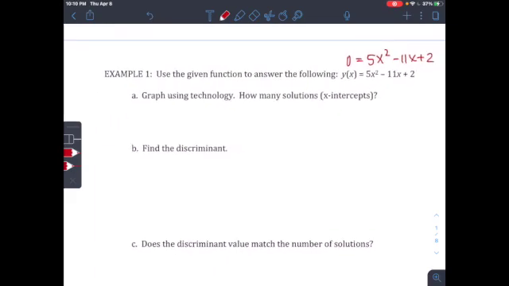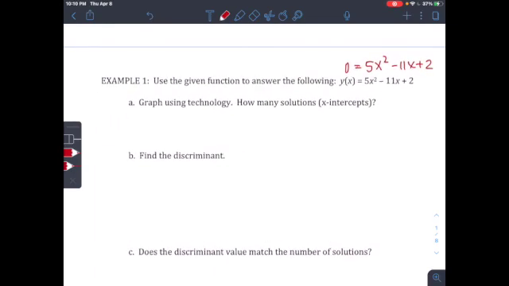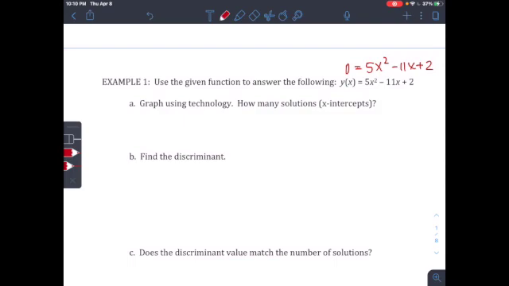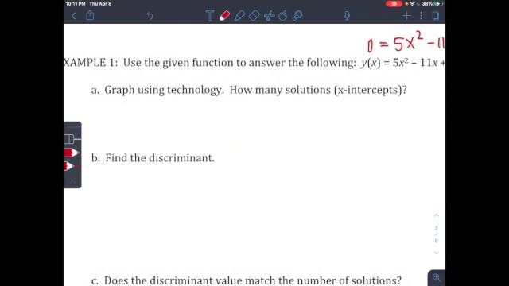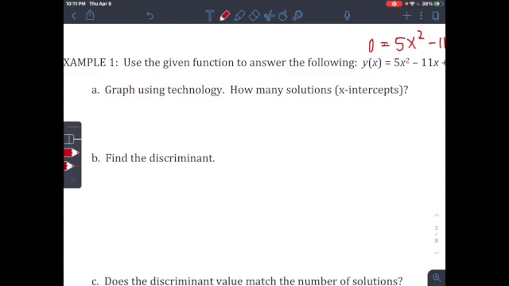So now when they say graphing using technology, how many solutions will you get? Go ahead, punch y equals 5x squared minus 11x plus 2 into your calculator using the y equals button. Using technology to graph it, when you graph it, you should have two answers.